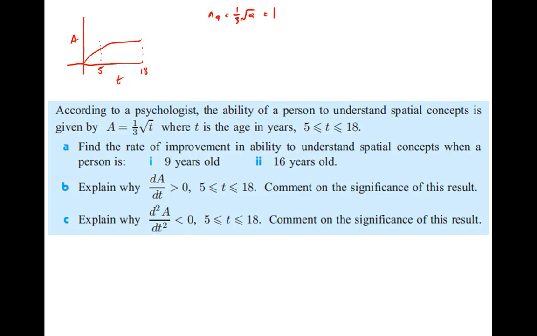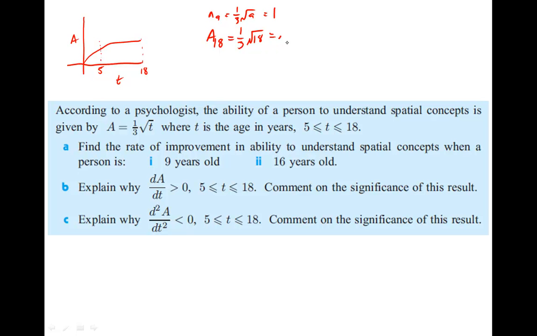Which is the ability. I can also look at 18, and I'll get another number, right? It'll be 1/3 times the square root of 18, which I can simplify to root 2.